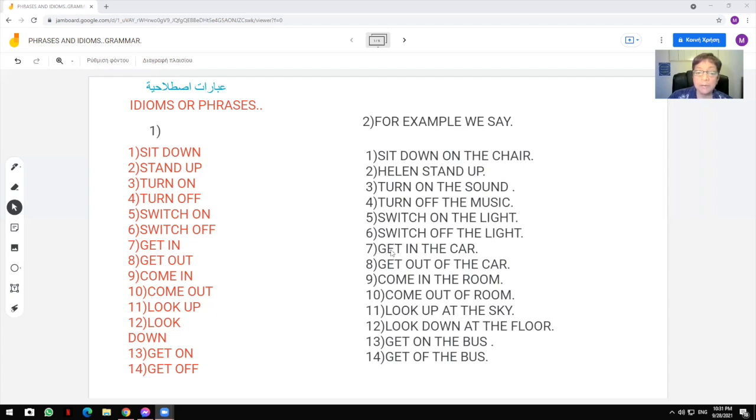Seven, get in the car. يعني اركب العربية أو خش جوه في العربية. Eight, get out of the car. يعني اخرج من العربية.